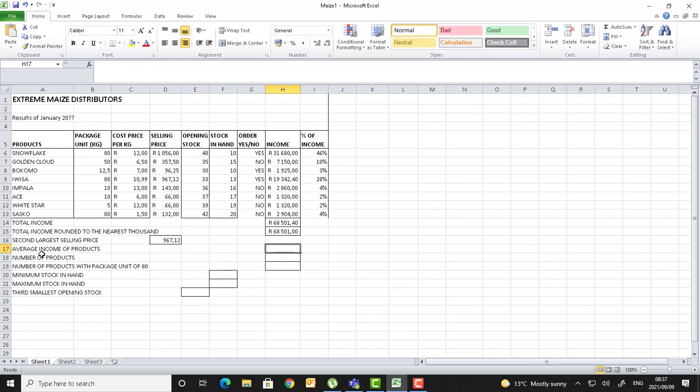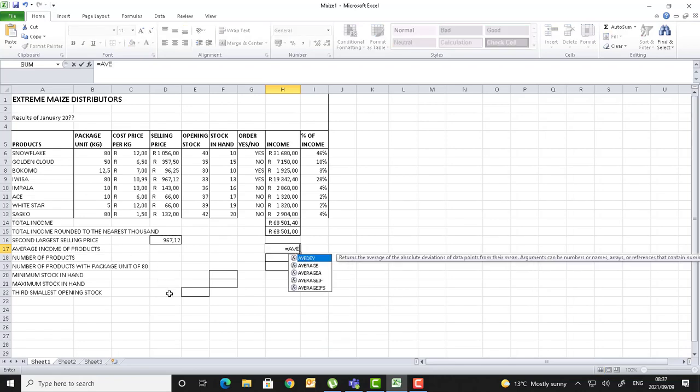So there you have to calculate average income of products, equals average income of products. What do they say here in the instruction? Is it number H? G. Second largest. Okay. Average income of products. Use the AVERAGE function. Okay. So now we need the average of all these products. So I will have to take all of them there.